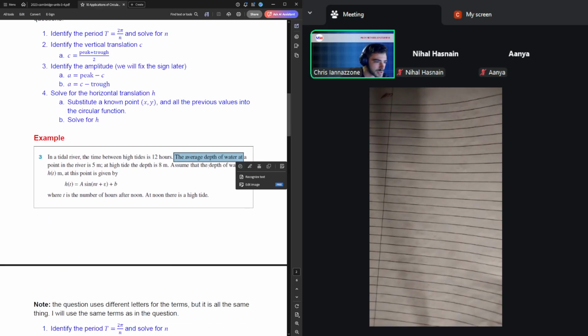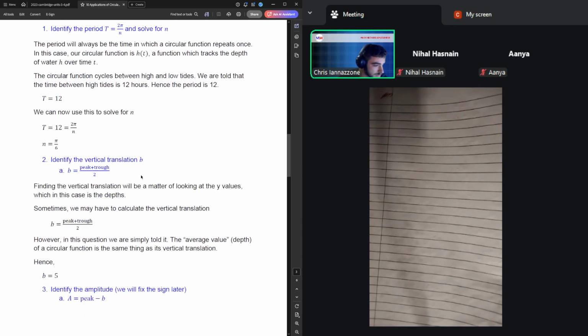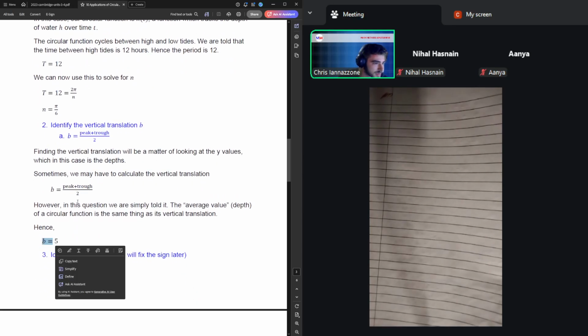Oh, wait, never mind. We do actually have it here. The average depth of the water is 5 meters. So we had the average and the high tide. Average in the context of circular functions is going to mean what I meant before, the middle line, the midpoint. So that one's actually already there for us if you needed to. So our vertical translation is going to be 5.